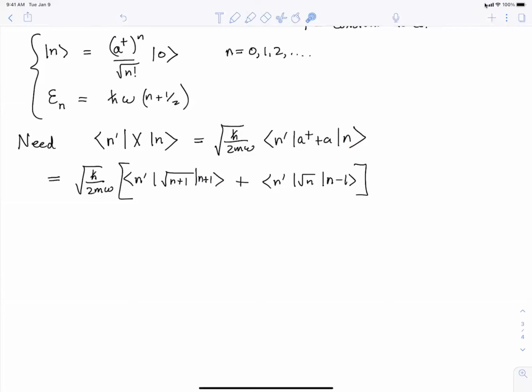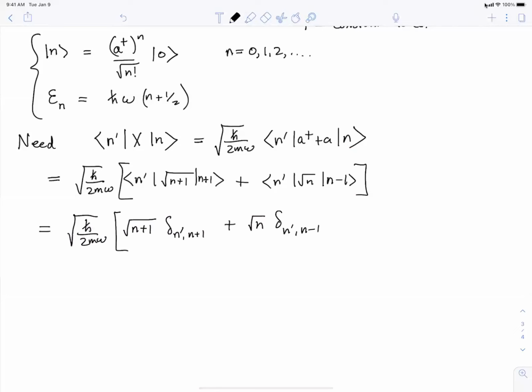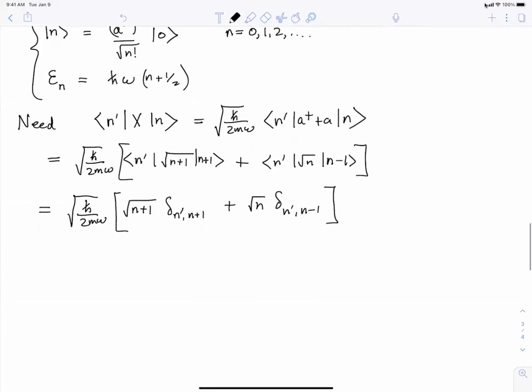Okay, and then those are mostly 0. The only time they're not 0 is when n plus 1 is equal to n'. So the first term looks like this, delta n', n+1. And the second term looks like delta n', n−1. So that's good. That means when we do our infinite sums over all the states, usually only 1 or 2 terms are going to survive.